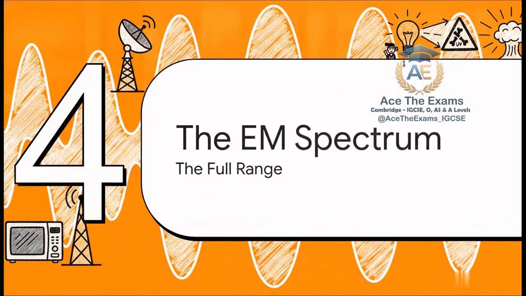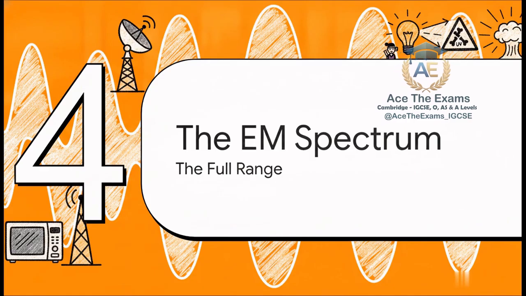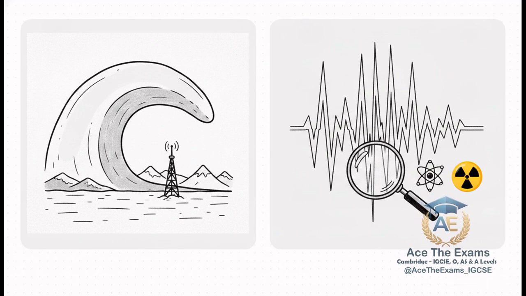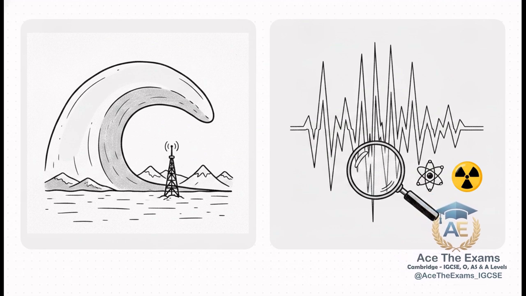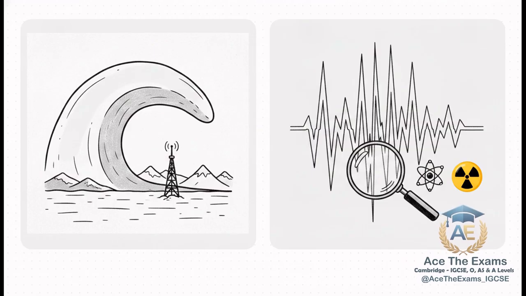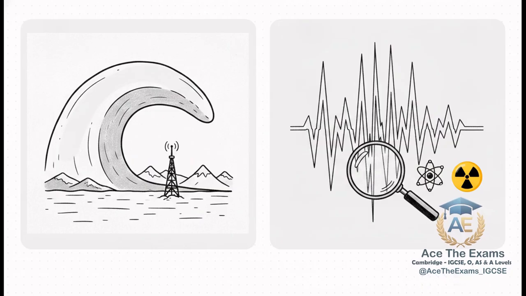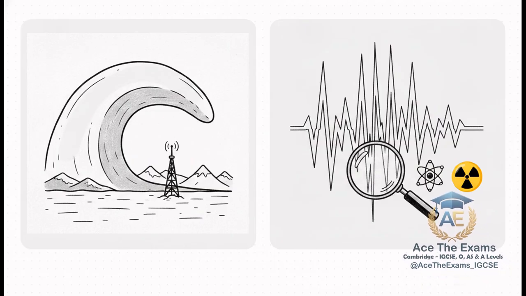Section 4. The electromagnetic spectrum, the full range. To really wrap our heads around the massive scale of this wave family, let's just look at the two extreme ends. On the absolute lowest energy side, we have radio waves. A single one of these waves can literally stretch for several kilometers. But then, on the complete opposite end of the spectrum, you have gamma rays.